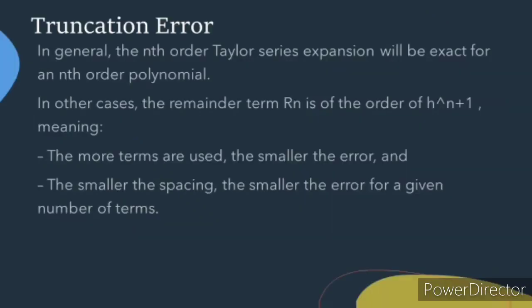The truncation error. In general, the nth order Taylor series expansion will be exact for an nth order polynomial. In other cases, the remainder term Rn is of the order of h^(n+1), meaning the more terms are used, the smaller the error, and the smaller the spacing, the smaller the error for a given number of terms. And that's all for part 1.